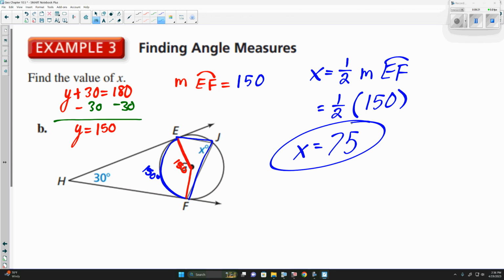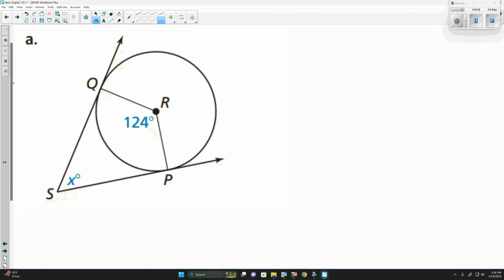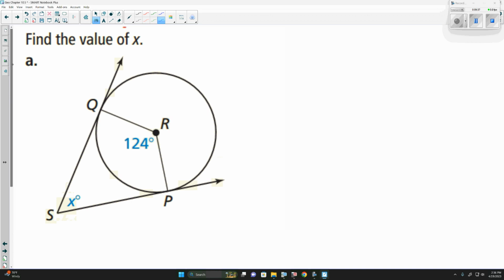Inscribed angles are on the circle. It's inscribed. A central angle's vertex is at the center of the circle. So this one here, 124 degrees, is a central angle because its vertex is on the center of the circle. So what do we know about x and 124? They equal 180. So x plus 124 degrees is 180.